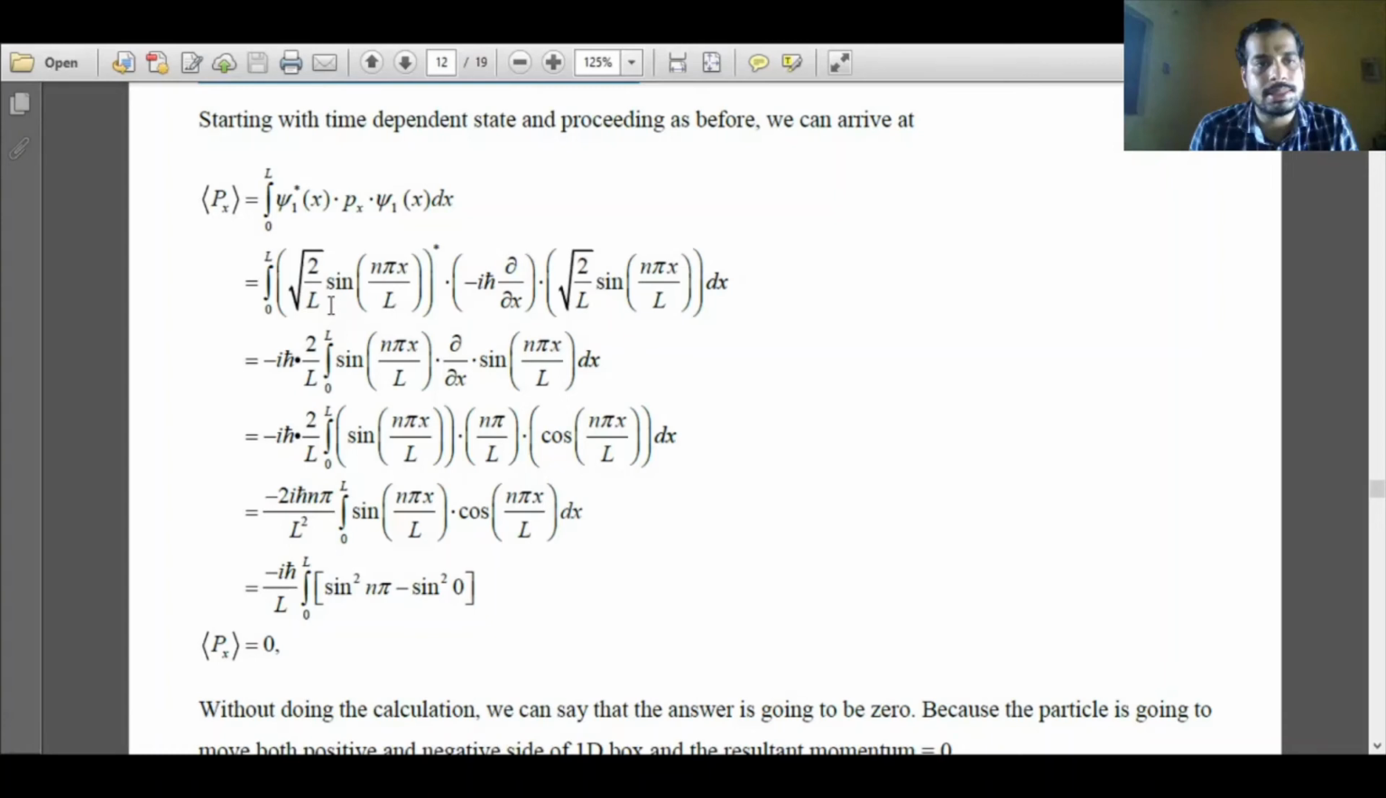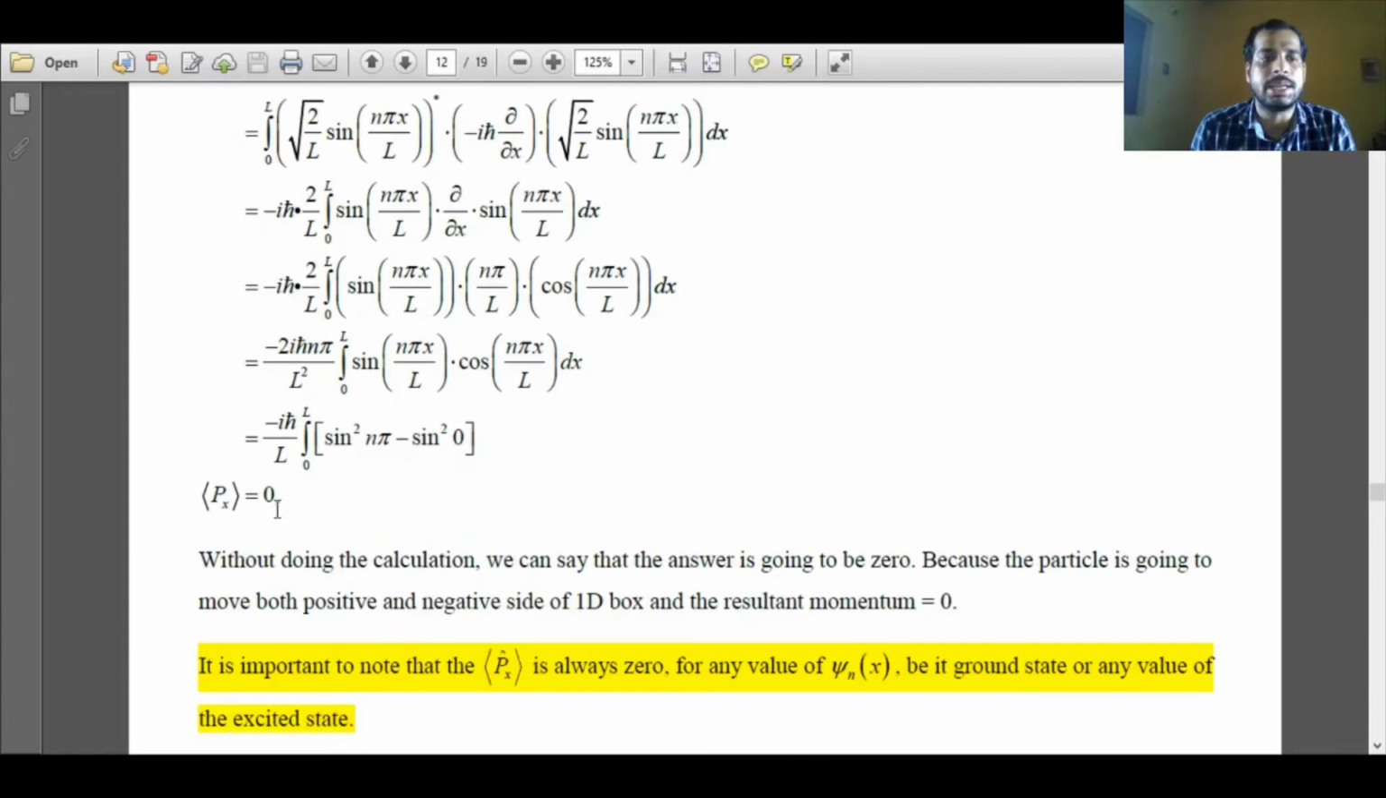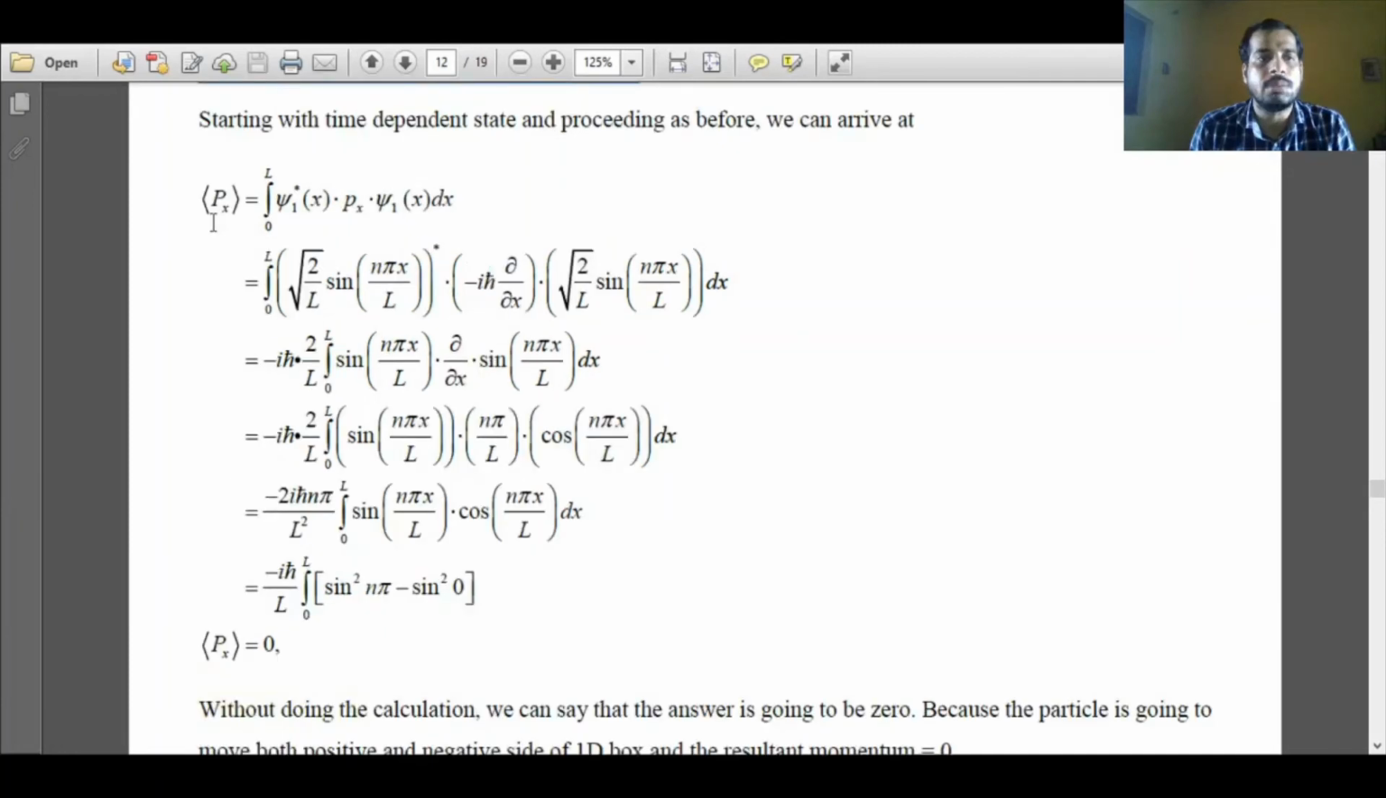So we have the eigenstate, its complex conjugate, the operator, and then the eigenstate. If I take the constants out of the integration, then d over dx of sin x will give me cos x. Now again one more constant I will take out, and if I solve the integration, I will be getting 0. So for the momentum operator, be it any state, ground state, first state, second state, third state, I will be getting the expectation value for momentum as 0. Upon solving the expectation value expression for momentum, I am getting 0.